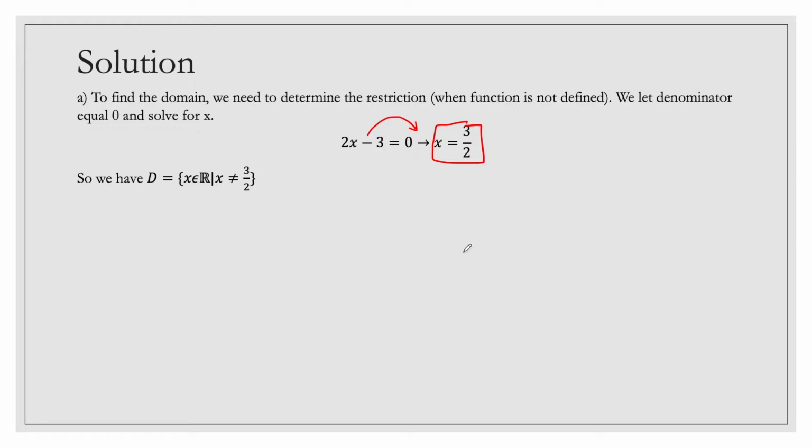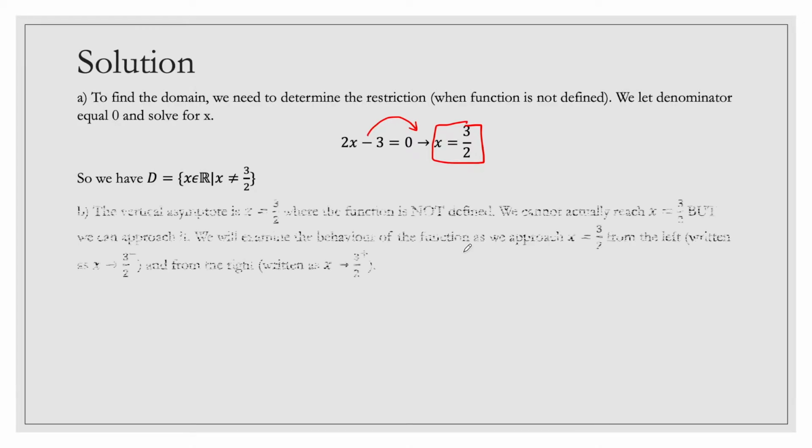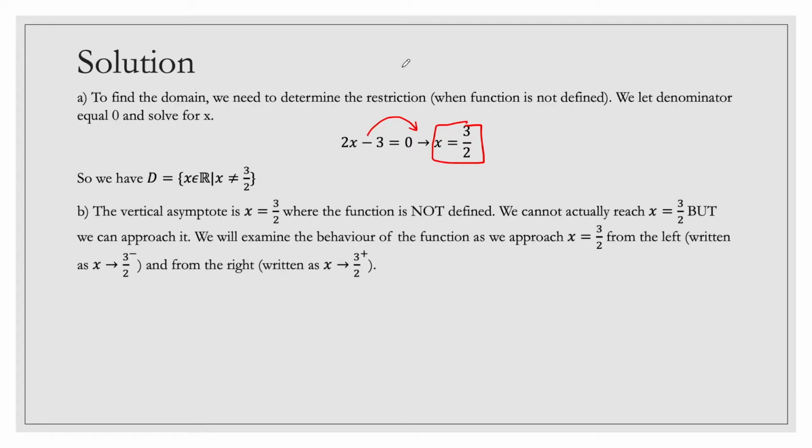The second part of the question is asking us to find the vertical asymptote and describe the behavior around the vertical asymptote. In this part, we will first identify the vertical asymptote, and that should be pretty easy. It's x is equal to 3 over 2. We already found that in the previous section, because this is the one value for which the function is not defined. Because it is a vertical asymptote, by definition we can't actually reach it, but we can approach it, which means we can get very, very close to that value.